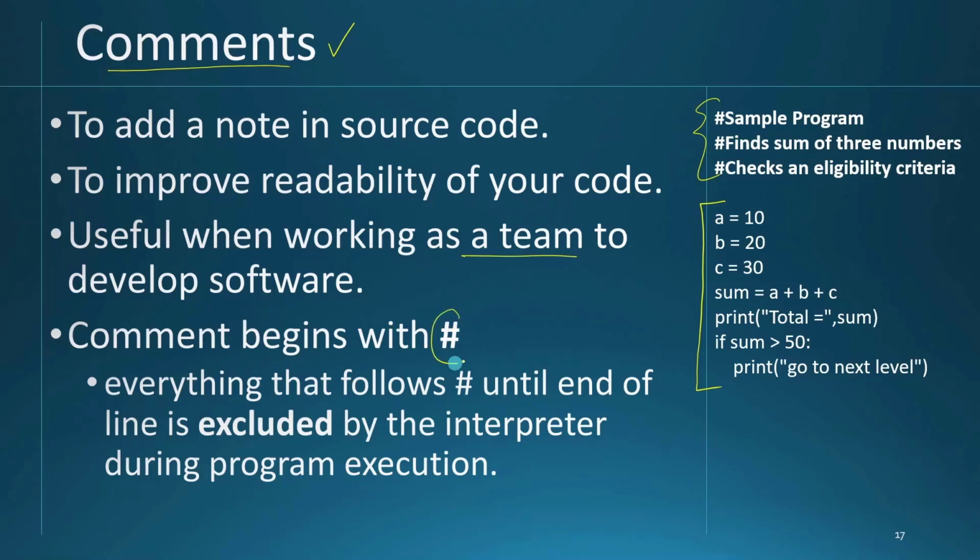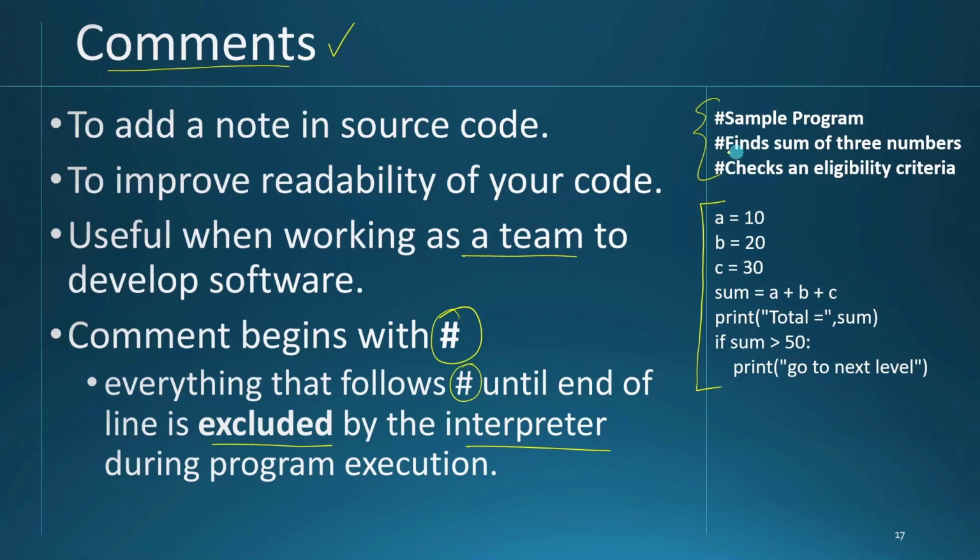Always the comment starts with a hash, and everything that follows a hash until the end of line is excluded by the interpreter. So the interpreter doesn't see those lines. So when the interpreter starts from the beginning, if it identifies that the first line starts with a hash, it will skip that line, it will come down.